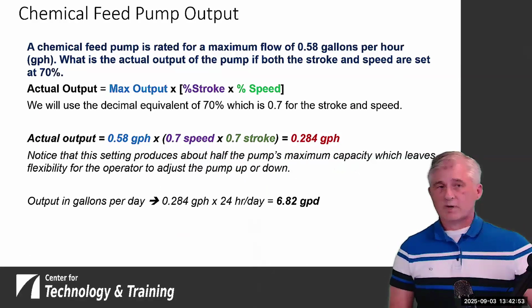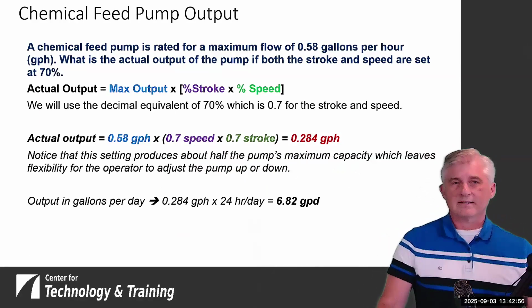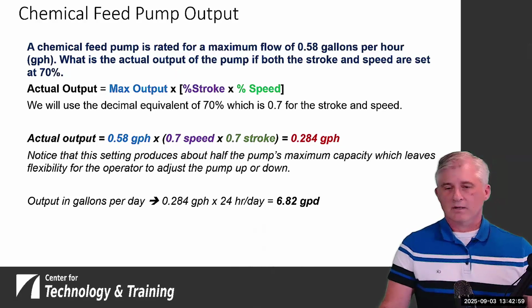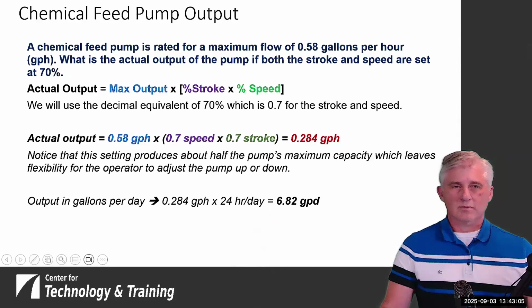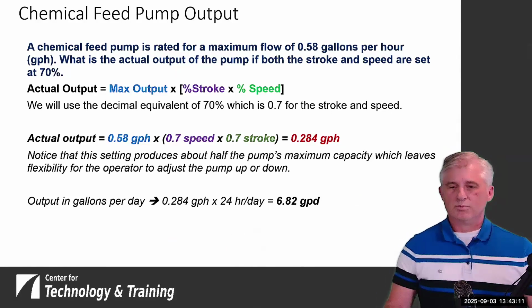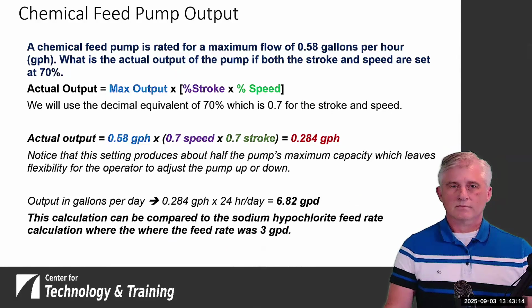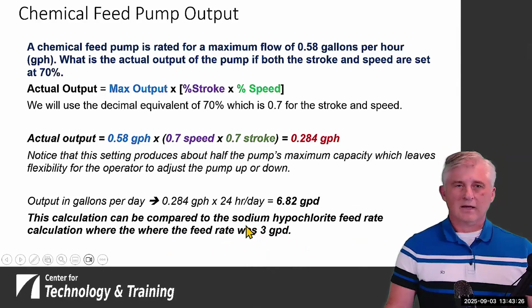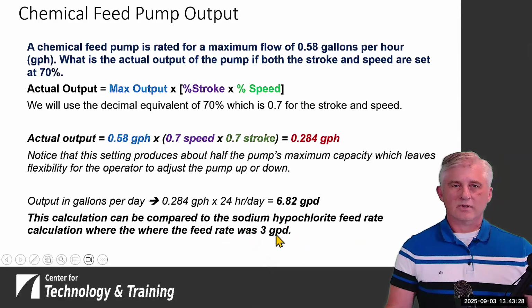And if we want to find out how much it can pump in a day, that might be important for you if you've got a day tank that you're pumping out of and you want to be able to pump the entire day. How big of a tank do you need in order to be able to pump for an entire day? And that equals out, if we multiply that by the 24 hours in a day, we get 6.82 gallons per day. So with this calculation, we can compare that output to what we need from our previous calculation where we came up with 3 gallons per day. So this would definitely pump at least what we needed.